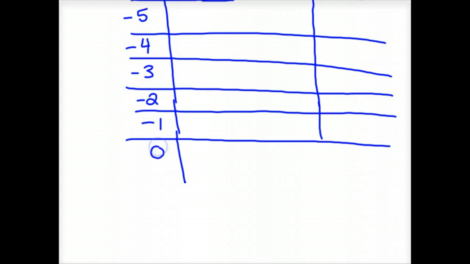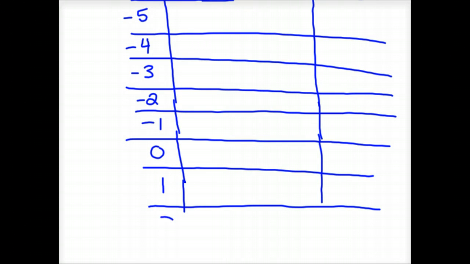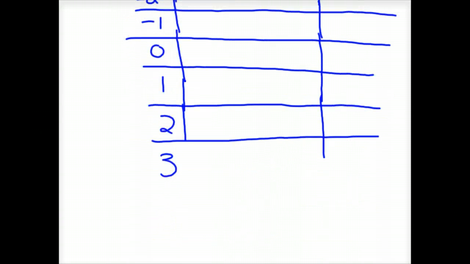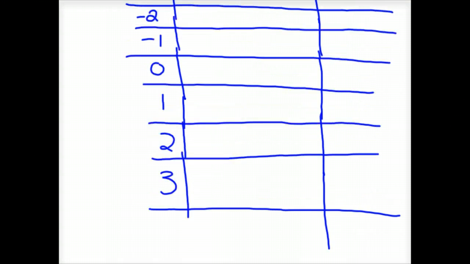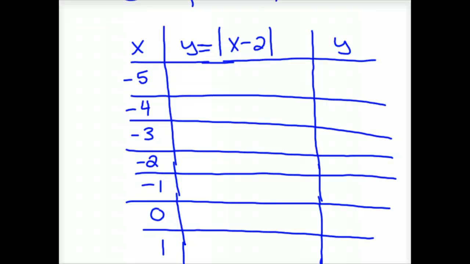And then 0, 1. I'm not going to go clear to 5. 1, 2. We'll be able to get the picture pretty quick. And then there's 3. Maybe we'll go a little further. Let's see what happens. So what you're doing is plugging in the value -5, we'll start with that, into the function and see what you get. So y equals the absolute value of -5 minus 2. Now from here I do a lot of it in my head. So the absolute value of -5 minus 2 is equal to the absolute value of -7, which would be +7.